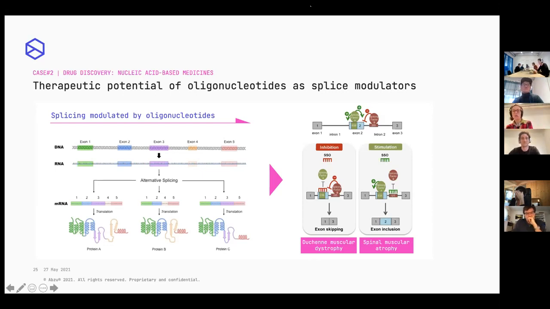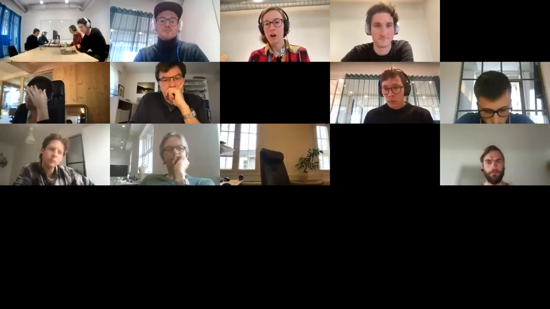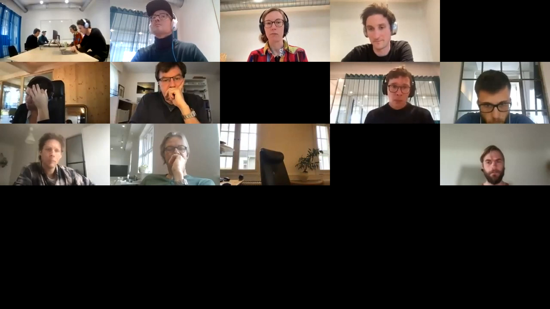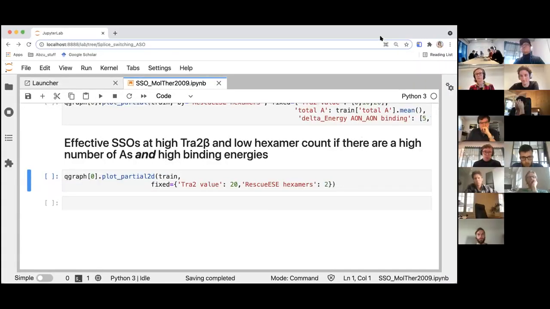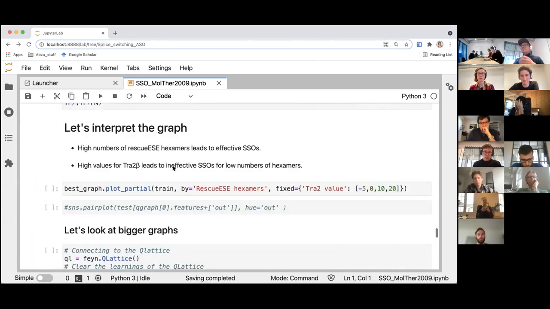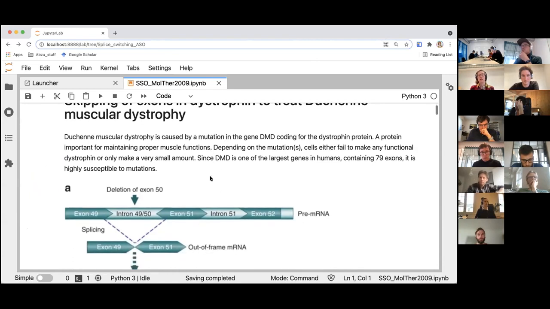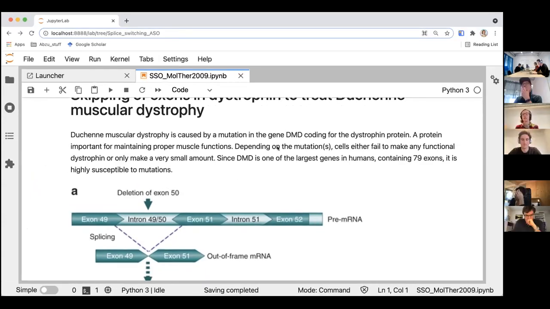What I wanted to show you now is how we actually work with these kinds of data in a Jupyter notebook. So again, what we will be looking at here is skipping of exons in the dystrophin gene to treat Duchenne muscular dystrophy. In Duchenne muscular dystrophy, you have mutations in the gene DMD that codes for the dystrophin protein, and that's important for proper muscle function.